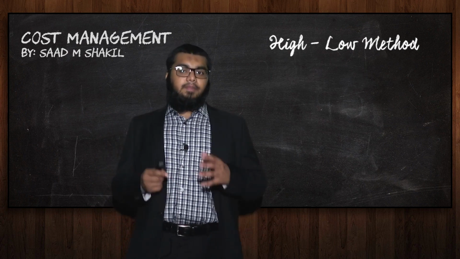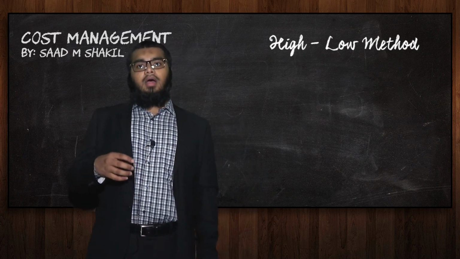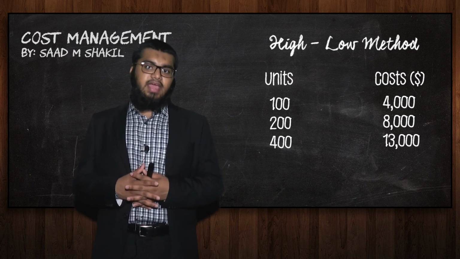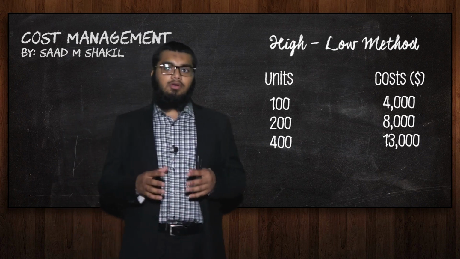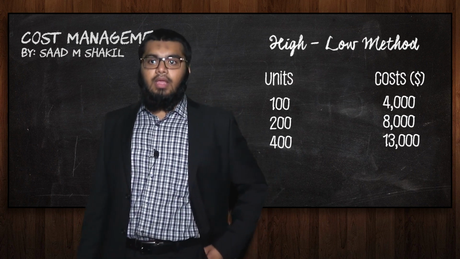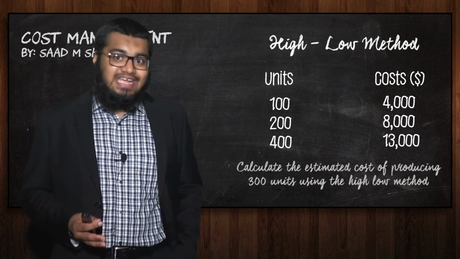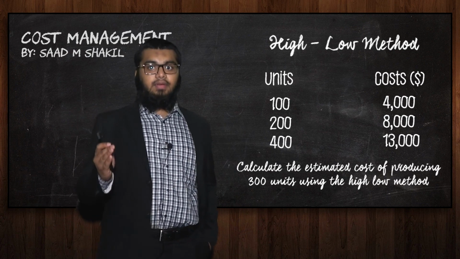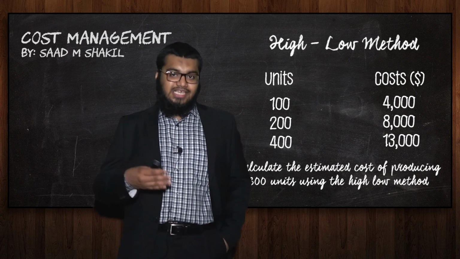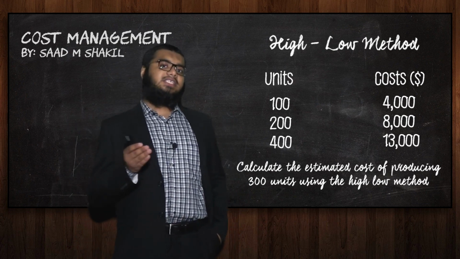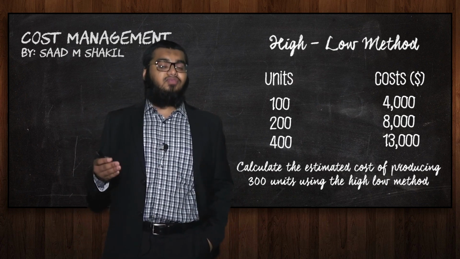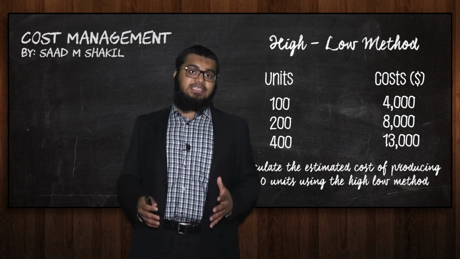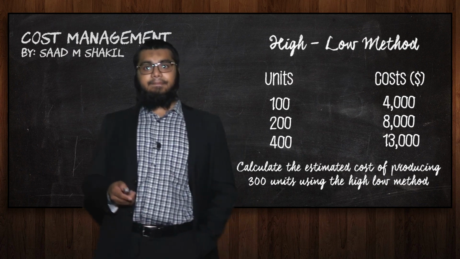Using the high-low method, we have an example of 100 units incurring $4,000, 200 incurring $8,000, and 400 units incurring a cost of $13,000. And the question states, calculate the estimated cost of producing 300 units using the high-low method. The reason it specifies the high-low method is because there are other methods of calculation of semi-variable costs, but the one we are concerned with, which is part of the CMA syllabus, is the high-low method.